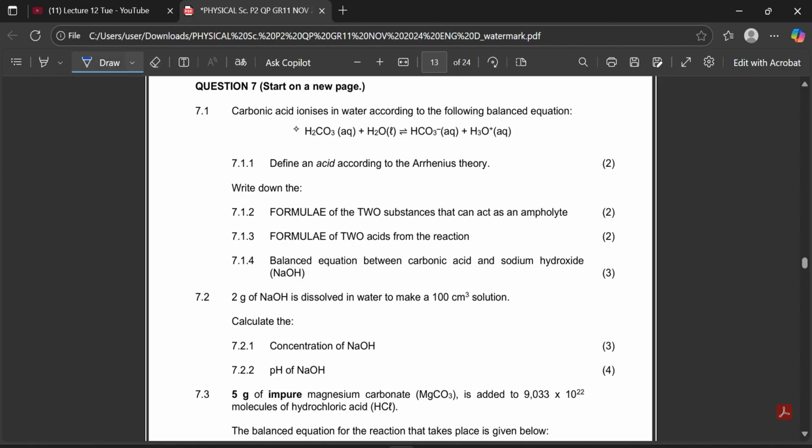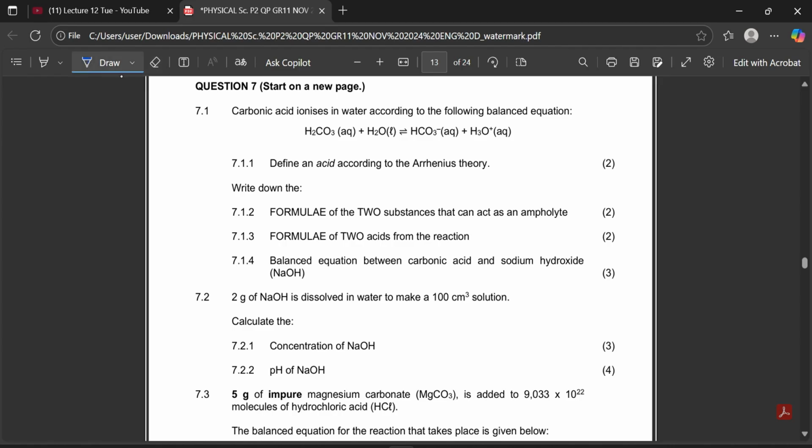Now remember, in the very first video, we looked at what an acid is according to the Arrhenius theory. I'm not going to write it down, I'm just going to say it out. You guys should know this. An acid, by definition of the Arrhenius theory, is a substance that produces hydronium ions, H3O plus, or H plus, when dissolved in water.